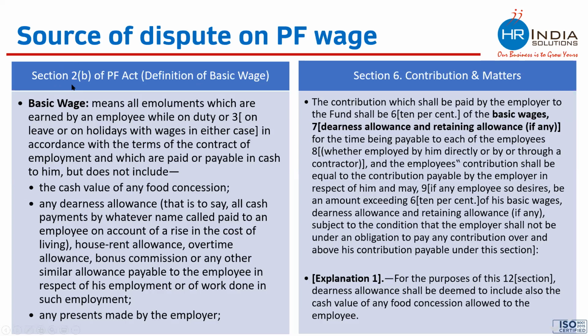So let's first understand this Section 2B definition of basic wages. It says basic wage means all emoluments which are earned by an employee while on duty or leave or on holidays, with wages in either case in accordance with the terms of the contract of employment, and which are paid or payable in cash to him, but does not include. So in the above definition, it is saying that any component which is being earned by the employee, whether the employee is working or it is being paid as a paid holiday or paid leave, any earning of an employee would be considered as the basic wage.